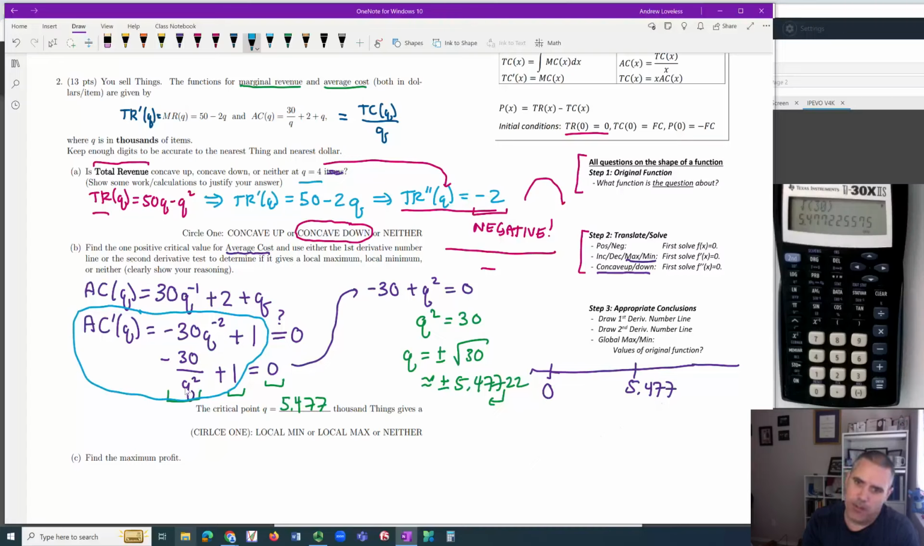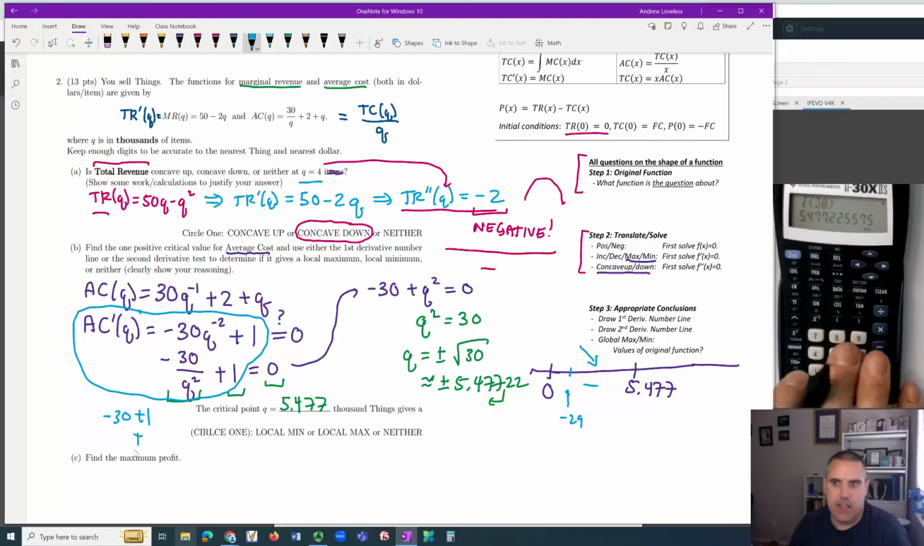Now you can't plug in 0, because that doesn't make sense. But you can plug in like 1. If you plug in 1, you're going to get negative 30 plus 1, which is negative 29. So at 1, it's negative 29, which means everywhere over here it's negative, which means it's going downhill. What happens if you plug in something larger than 5.477, like 100? It's going to be positive.